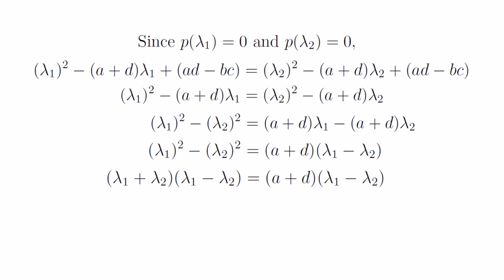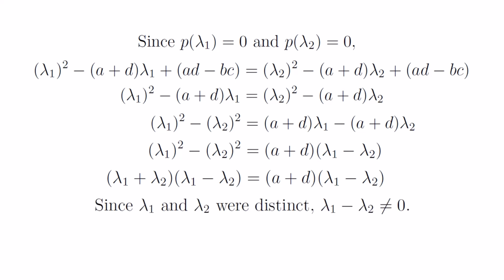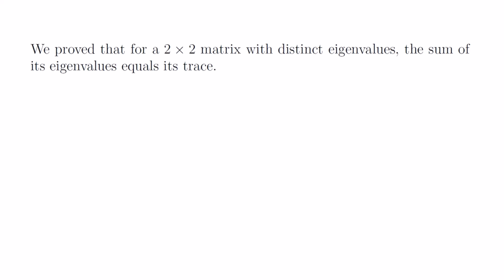Using difference of squares, we have that (λ1 plus λ2) times (λ1 minus λ2) equals (a plus d) times (λ1 minus λ2). Now since λ1 and λ2 were distinct, λ1 minus λ2 is not 0. So λ1 plus λ2 equals a plus d. We proved that for a 2x2 matrix with distinct eigenvalues, the sum of its eigenvalues equals its trace.